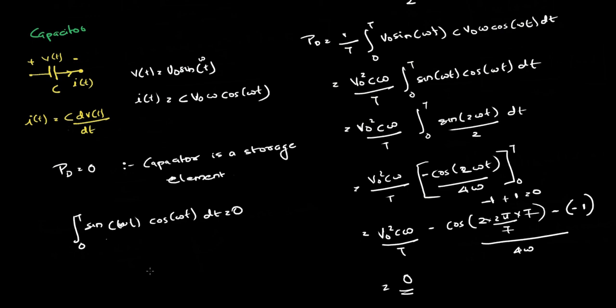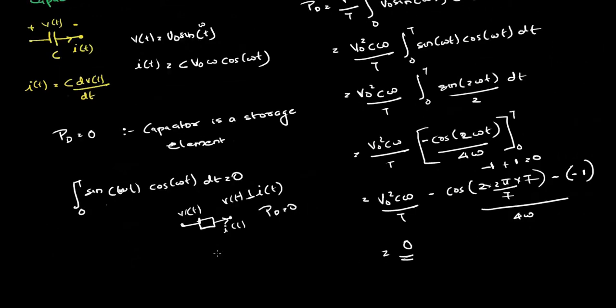So in any case, when you have a component with I of t orthogonal to V of t, then the power dissipated in the component equals 0. So keeping in mind this result, we will quickly derive the expression for the power dissipated in an inductor.